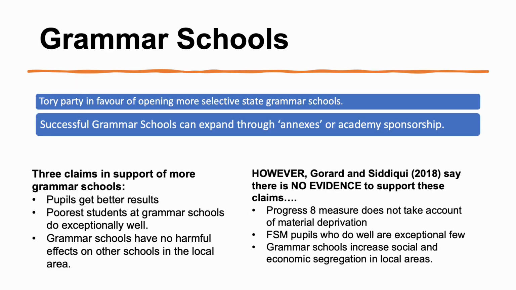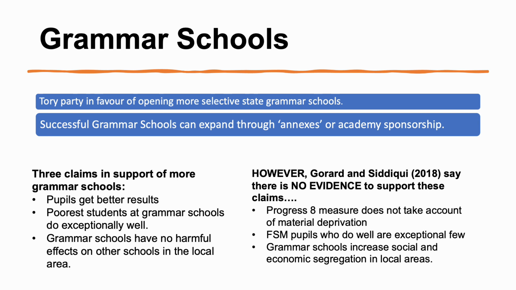And we've seen a slight expansion of grammar schools under the Tories. Critics say this is done to please middle-class parents, and there are a number of claims made to support grammar schools, but there's also evidence that the claims don't match up. Grammar schools don't really do any better than regular schools, academies for example, or comprehensives. Free school meal pupils don't really do better. You can't really say they do better because so few free school meals pupils go to grammar schools.